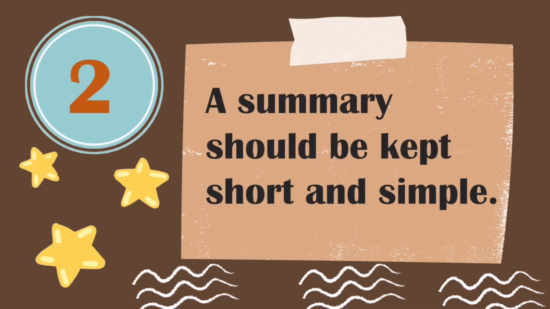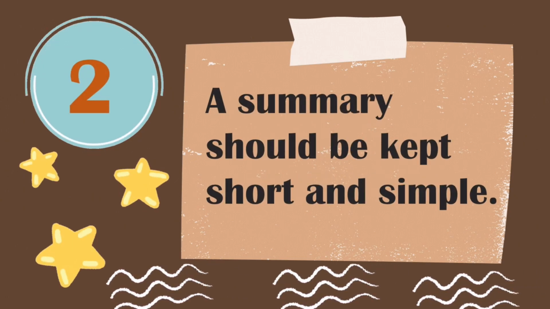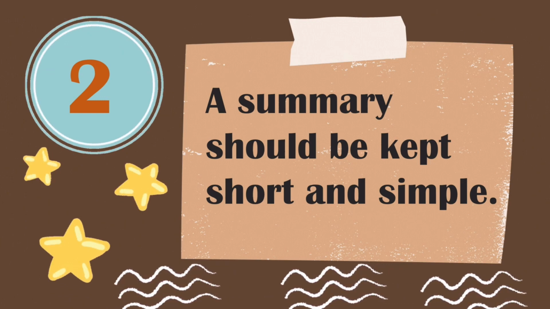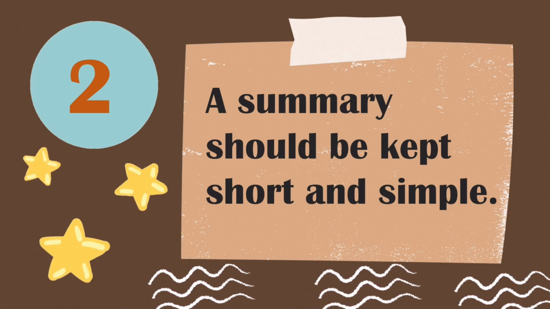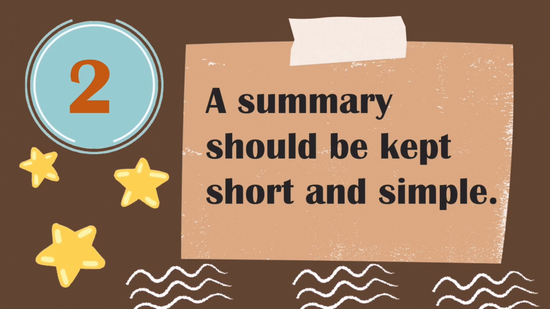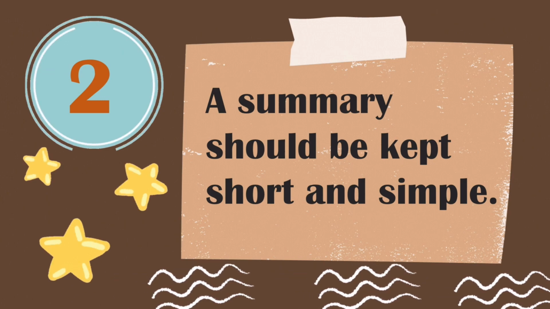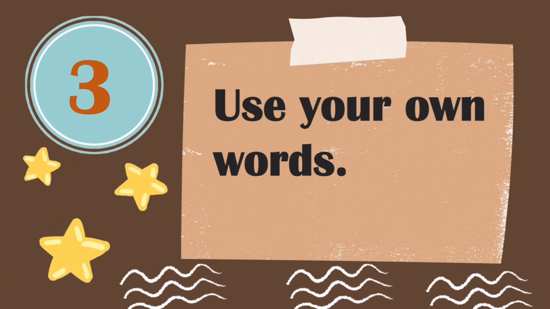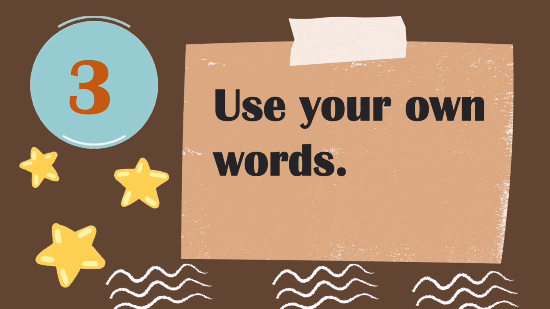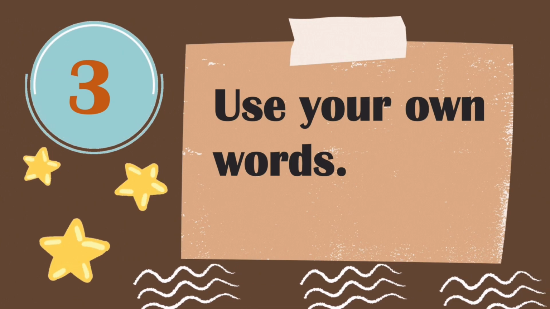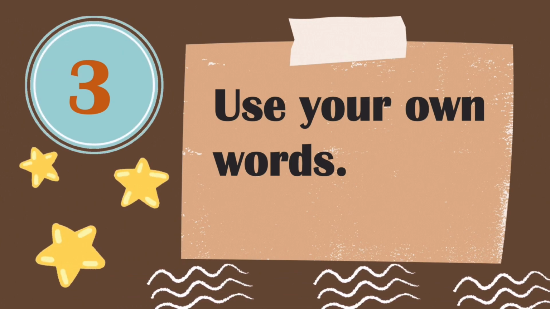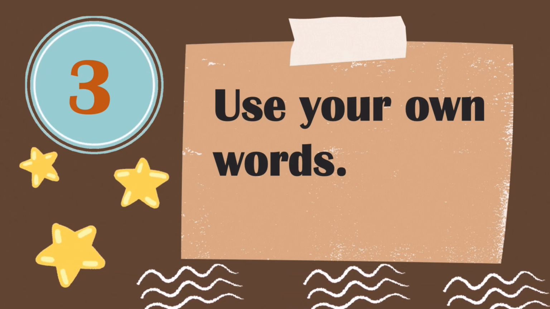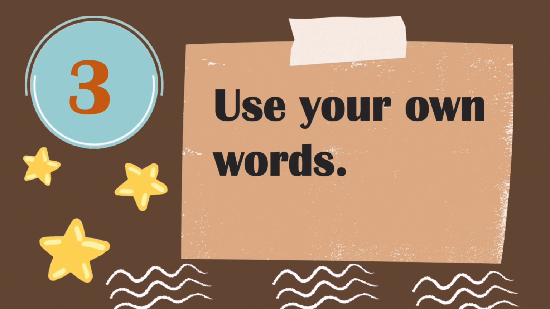Second, a summary should be kept short and simple. A good summary is usually a lot shorter than the original text. This is because you only cite the central ideas that present the original text in a nutshell. Third, use your own words. When writing a summary, one should use his or her own words to retell the most important ideas in a given text. Using one's own words makes the summary easier to read and understand.